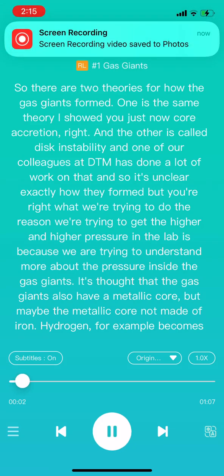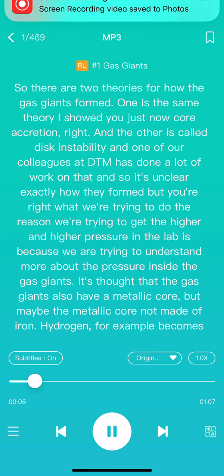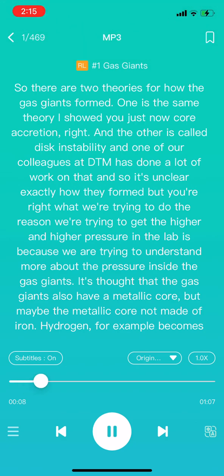So there are two theories for how the gas giants formed. One is the same theory I showed you just now, core accretion, right? And the other is called disk instability. And one of our colleagues at DTM has done a lot of work on that.